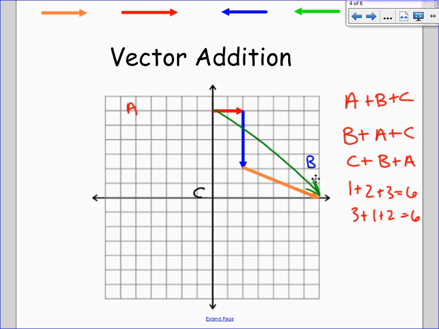So let's mix things up. Let's say I started with the blue first, then I added in the orange, and then I ended with the red. Notice my resultant should still be the same, and we can see that it is. So it doesn't matter which order you add the vectors in, so long as you add them tip to tail.